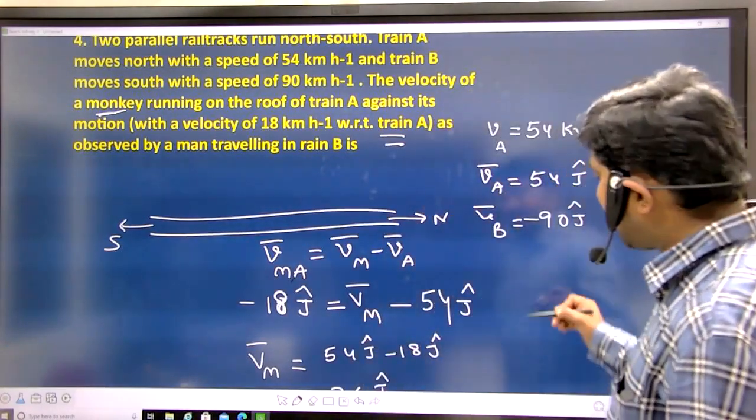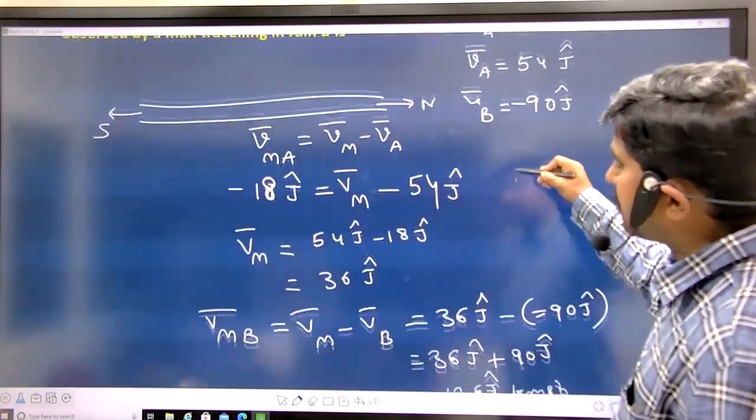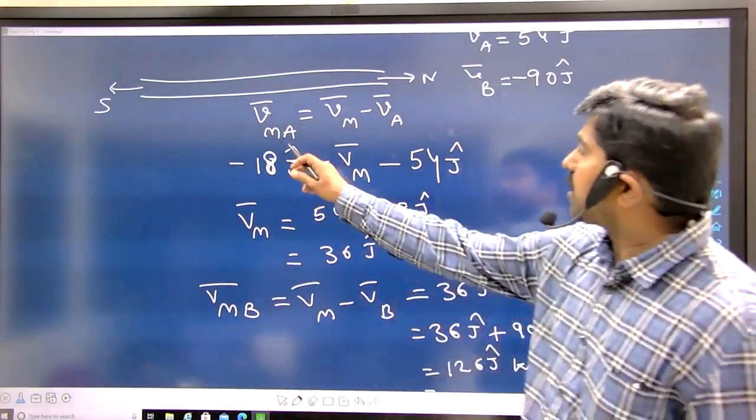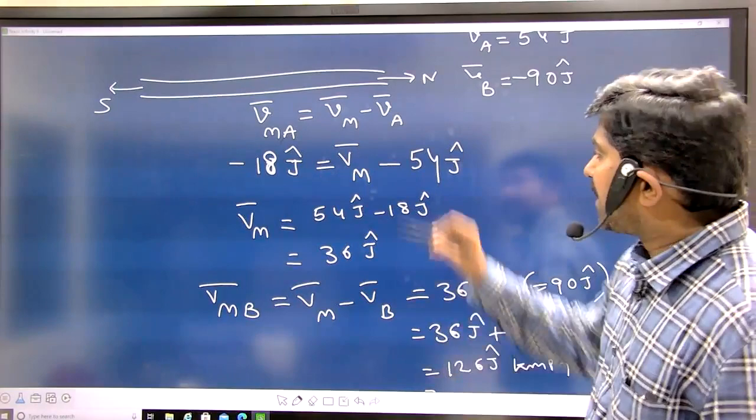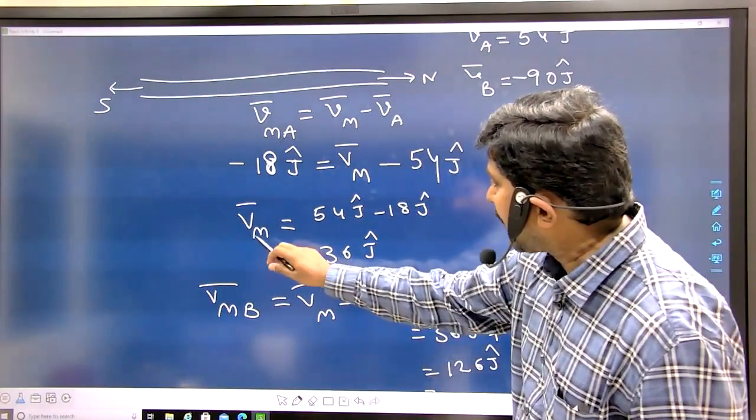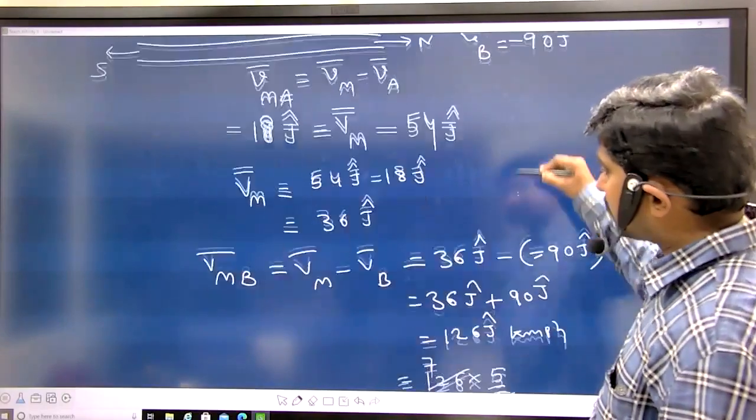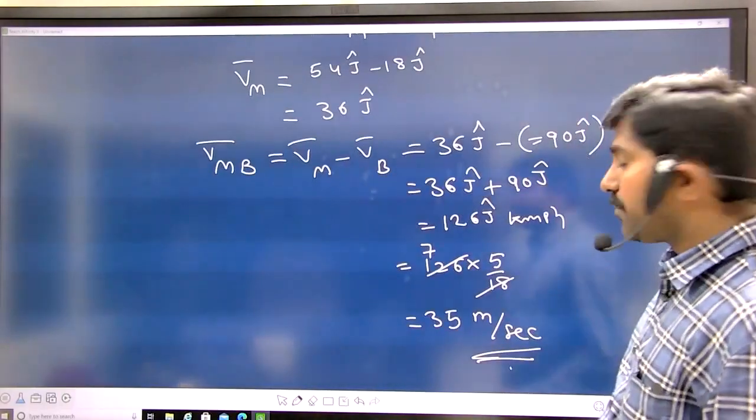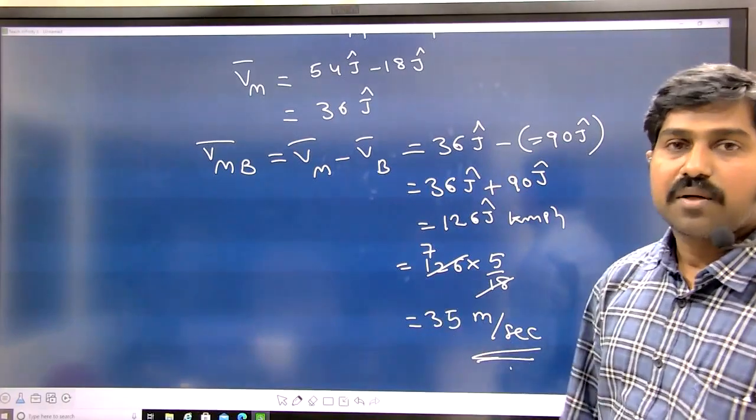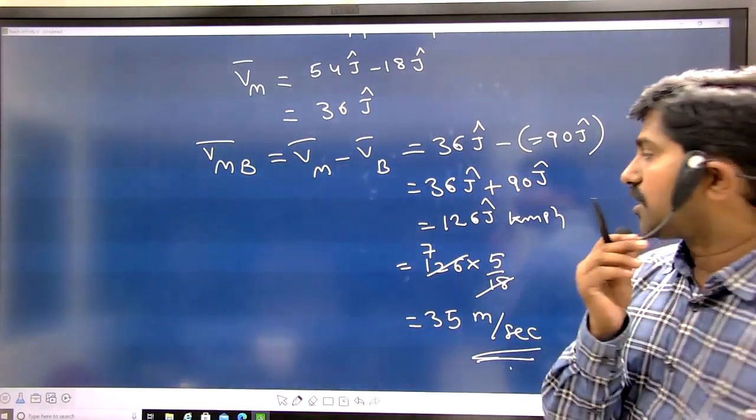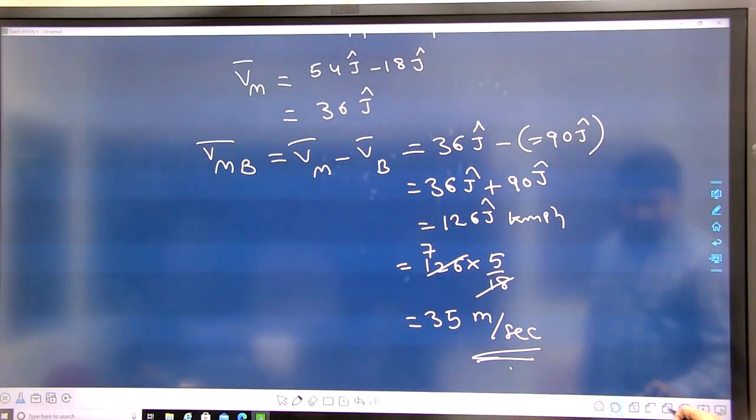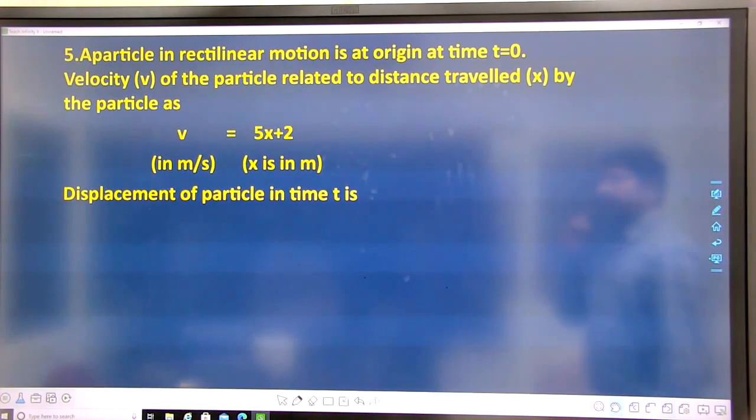So that first way I calculated from the basic relative velocity formula, that is VMA bar equal to VM bar minus VA bar. By substituting in that, just I calculated VM bar equal to 36 j cap, and then VMB bar will be 35 meter per second I got in terms of meter per second. Okay, now question number 5.